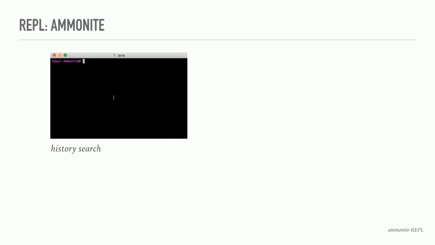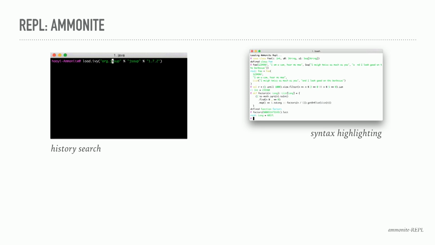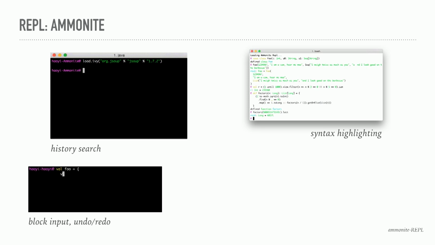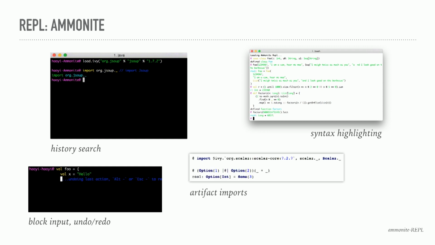So the classical tool for this is the Ammonite REPL. The REPL that is delivered with Scala is a bit limited. Ammonite is an improvement on that, which offers you various features such as history, search, syntax highlighting, block input, undo, redo, artifact imports, and many more, and others I don't even know about.